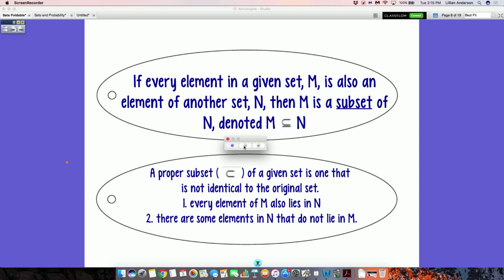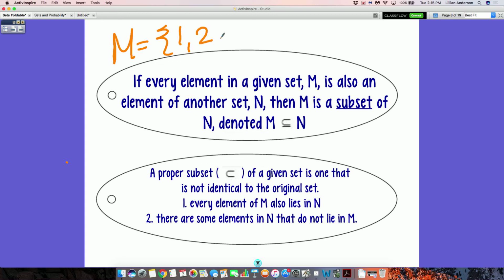you'll see a better example later, but just in general. If you have set M that has these three elements, and you have set N that has these three elements, then they are subsets of each other. Every element in M is in N. No extra. Nothing missing. Okay? Now, if you're like, well, they're nothing but just the same set, so why don't they just call it the same set?